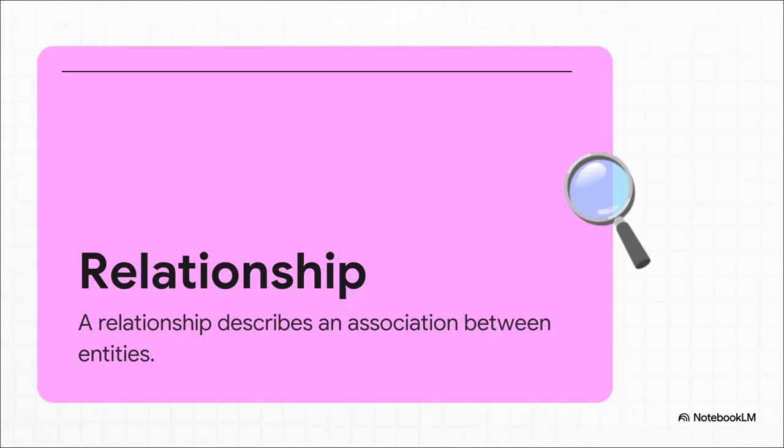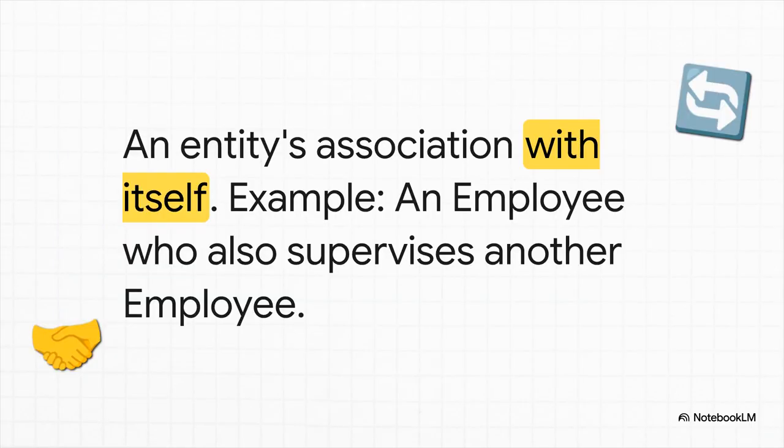If you think of entities as the nouns in our data sentence, then relationships are the verbs. They describe the action. A customer places an order. An order contains a product. These are the crucial links that give our data its structure and its meaning. Now, not all relationships are created equal.